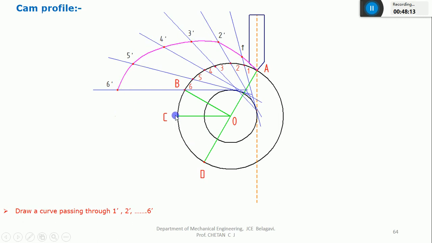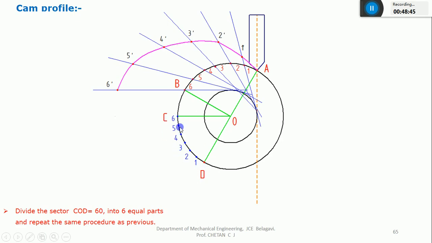Similarly, I'll take the return stroke angle, that is COD, which is 60 degrees. Use the compass and divide this COD into 6 equal parts, which means 10 degrees each. So you'll get 6 points on the circumference of the base circle. Remember, these 6 points have to be on the circumference of the base circle. Indicate them in reverse order, that is 6, 5, 4, 3, 2, 1, 0.